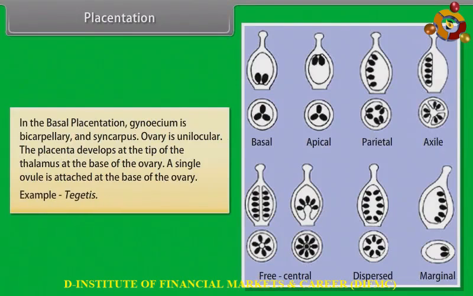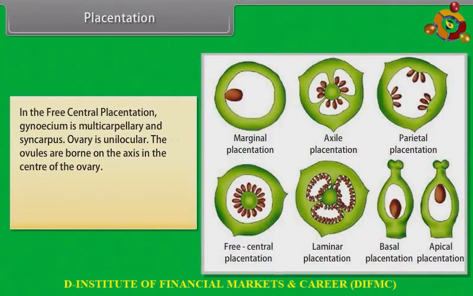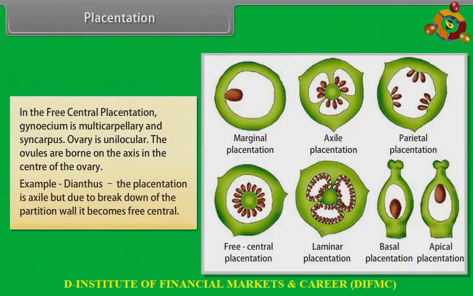Example: Tagetes. In the free central placentation, gynoecium is multicarpellary and syncarpous. Ovary is unilocular. The ovules are borne on the axis in the center of the ovary. Example: Dianthus. The placentation is axile, but due to breakdown of the partition wall, it becomes free central.